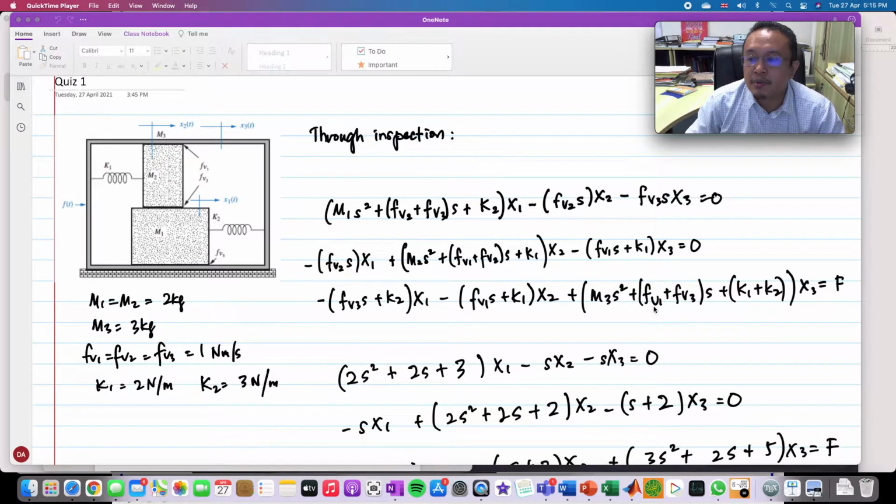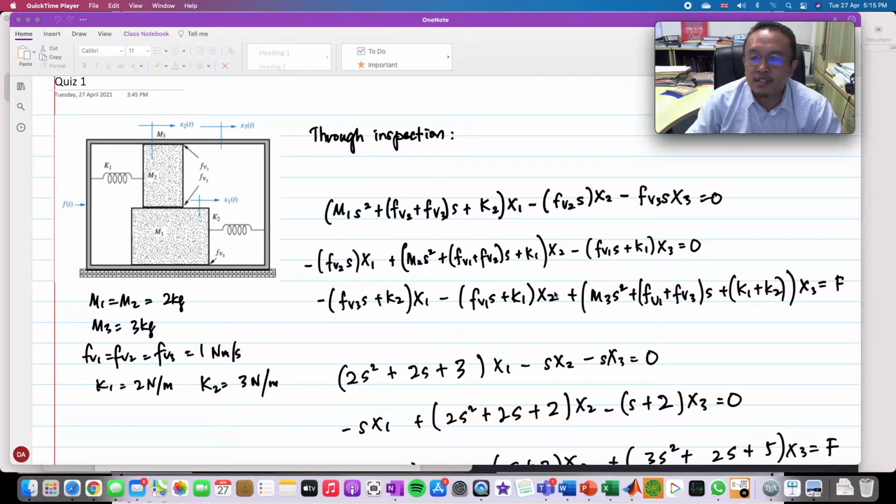Okay, the next equation, the main player is M3, the enclosure. Therefore, we have M3 S squared plus, for M3, we have FV1 and FV3, right, and K2 and K1. Therefore, we have FV1 plus FV3 S plus K1 and K2 for X3. And the rest negative, right? For X1, common between M1 and M3 is FV3 and K2, right? And for X2 or M2, we have FV1 and K1.